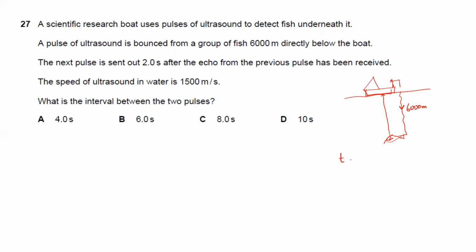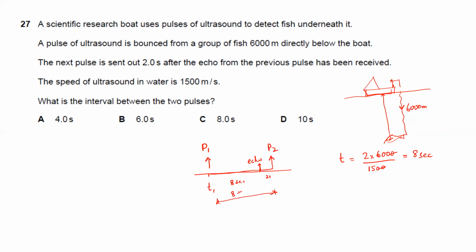So the overall total time taken by the pulse will be distance traveled divided by speed. Distance traveled is 2 into 600, so that goes down and then comes up. The total distance is 1,200 divided by the speed, and the speed is 1,500 meters per second. So the time we get is 8 seconds. So what is the total interval between the pulses? At this time, we got pulse number 1. It took the echo 8 seconds to be received. We got the echo here, and after a further 2 seconds, we send pulse 2. So the total time interval between the two pulses is 8 plus 2, 10 seconds. Answer D is the right choice.